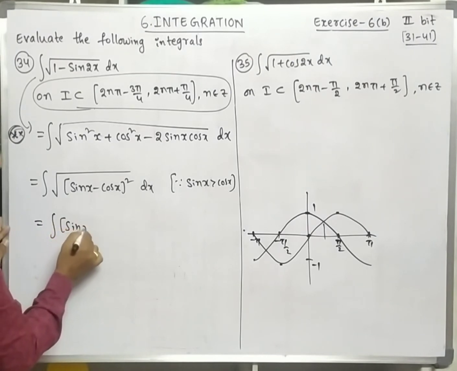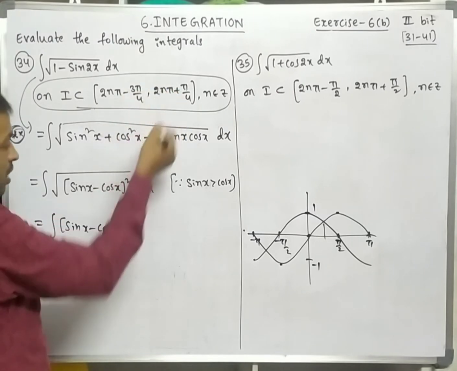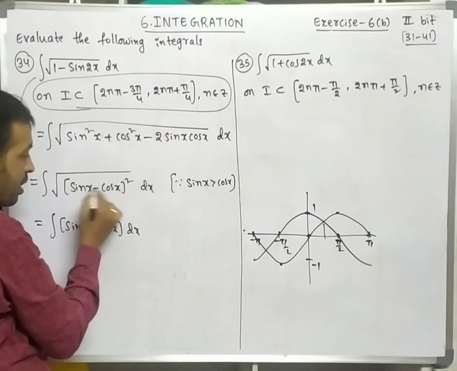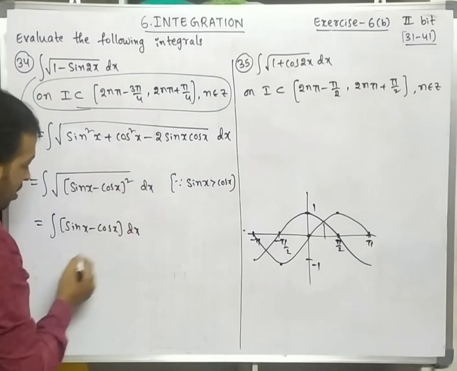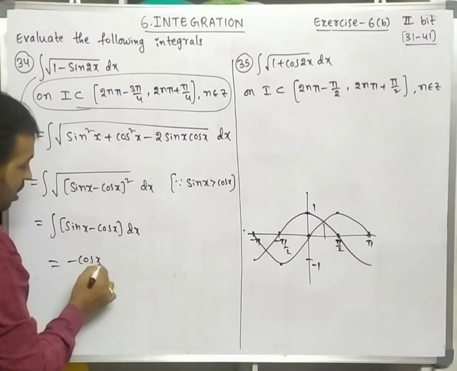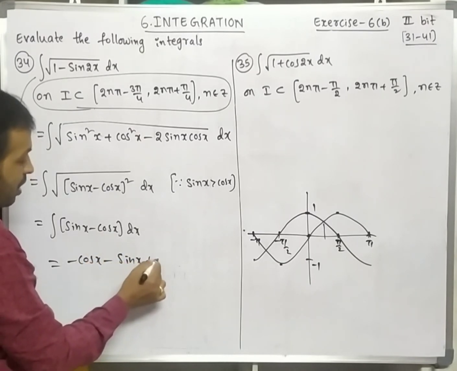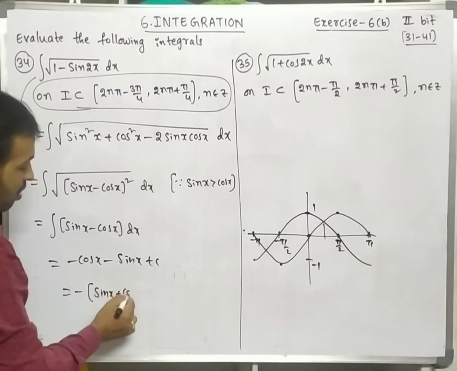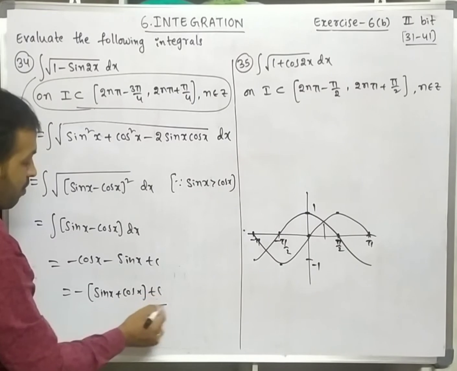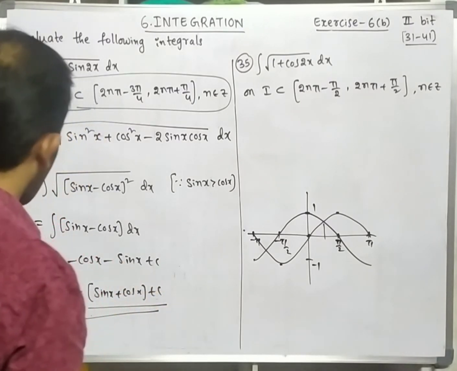sin x minus cos x dx. In another interval we have to write cos x minus sin x whole square. In this interval we have to write sin x minus cos x whole square. Now the integration of sin x is minus cos x, and minus the integration of cos x is minus sin x, plus c. Okay, taking minus common, we can write minus (sin x plus cos x) plus c. Okay, so this is the problem.